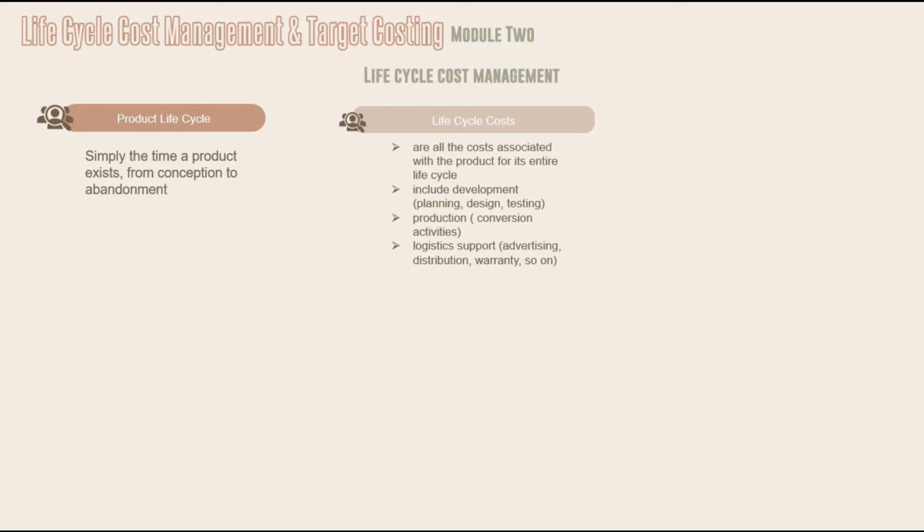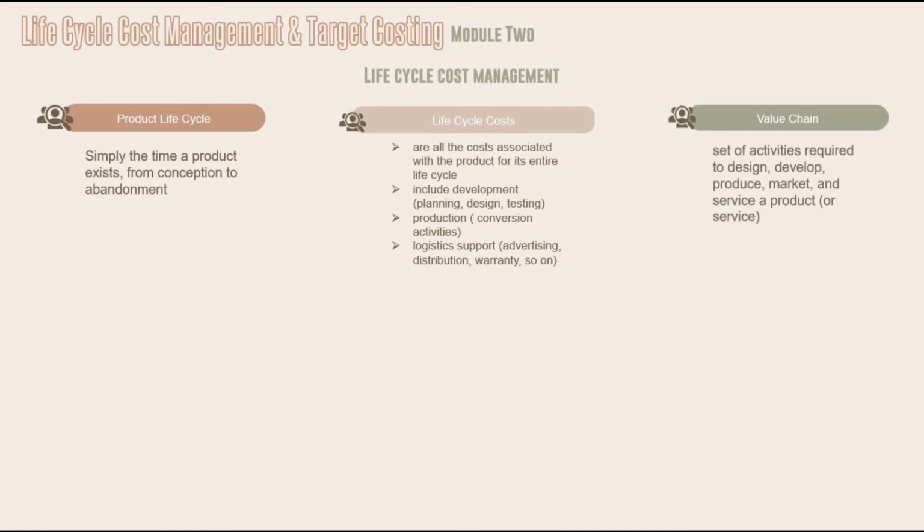It includes development, which is all about planning, design, and testing. Next is production, which is more on conversion activities. And lastly, logistics support, which includes advertising, distribution, warranty, and the like. Next is value chain, which is the set of activities required to design, develop, produce, market, and service a product.